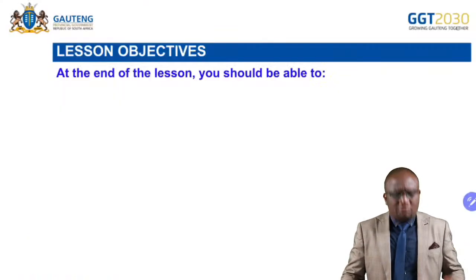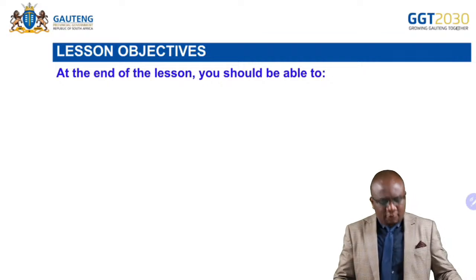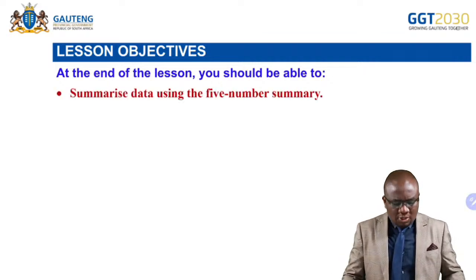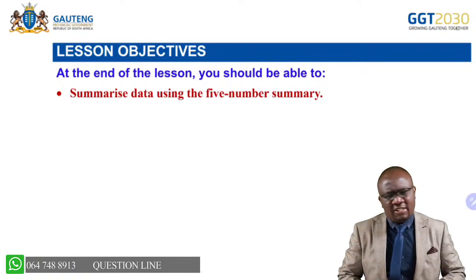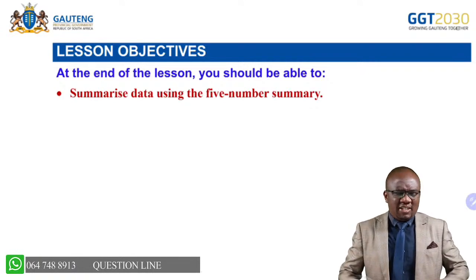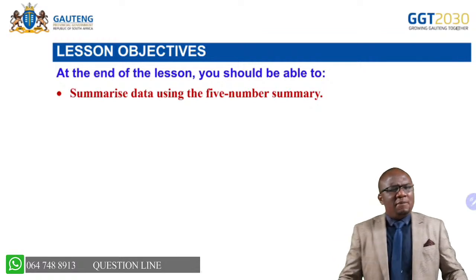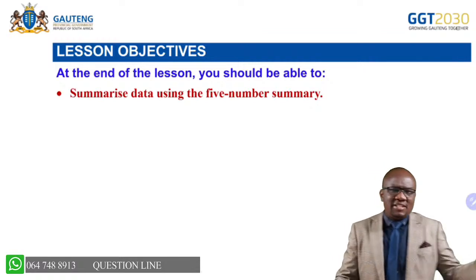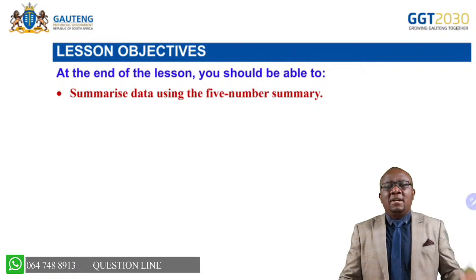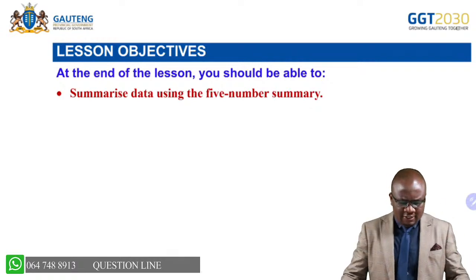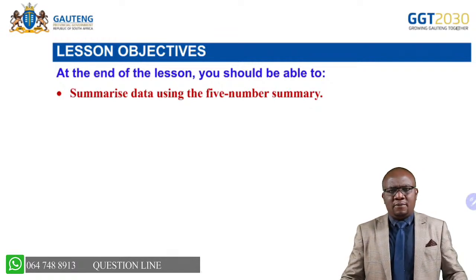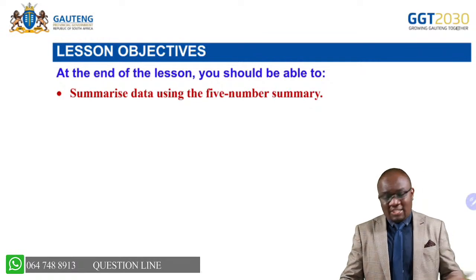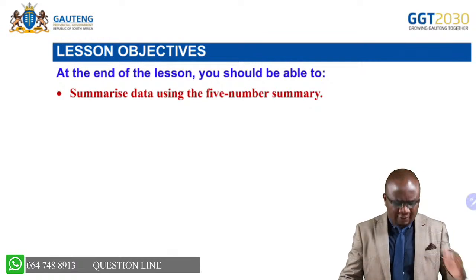Right, let's look at the objectives. At the end of the lesson, you should be able to summarize data using the 5-number summary. Sounds complicated, but you will see, it's easy stuff. Just 5 numbers, very easy. So we're going to get all the marks from this topic, because statistics is very, very easy.